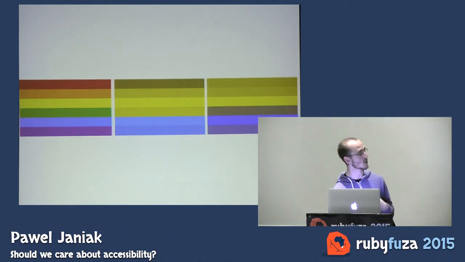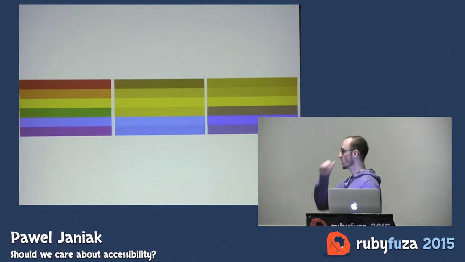And so basically for a normal person, you see the bars on the left, and if you've got some sort of color blindness, you'll see the middle one or the one on the right. So if you're designing an admin system and you've got nice graphs, try not to only use red and green, because anyone with color blindness will not be able to see what your dashboard is about unless you've got labels and that sort of thing.